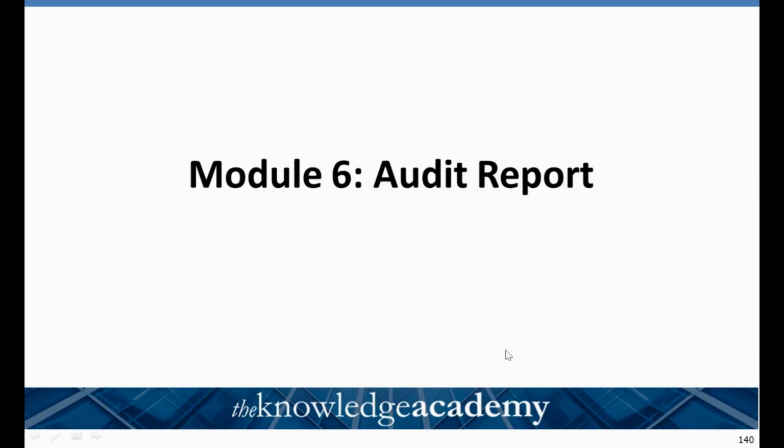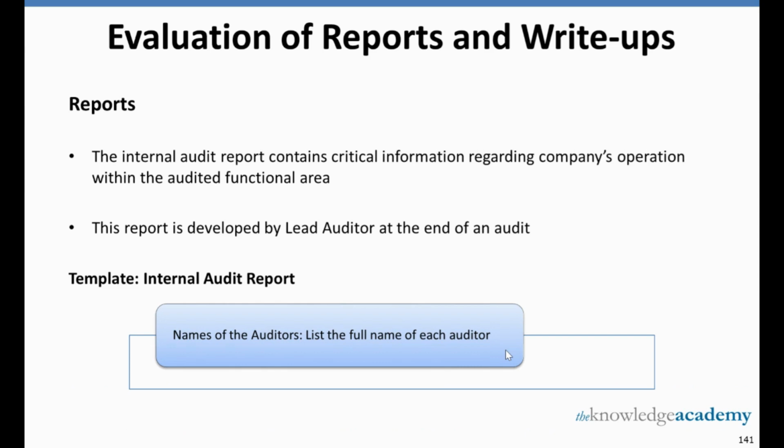Now let's move ahead to module 6, which is audit report. Here we are going to learn and see what is included in an audit report and what is required to be included over here. The internal audit report contains critical information regarding the company's operation within the audited functional area.